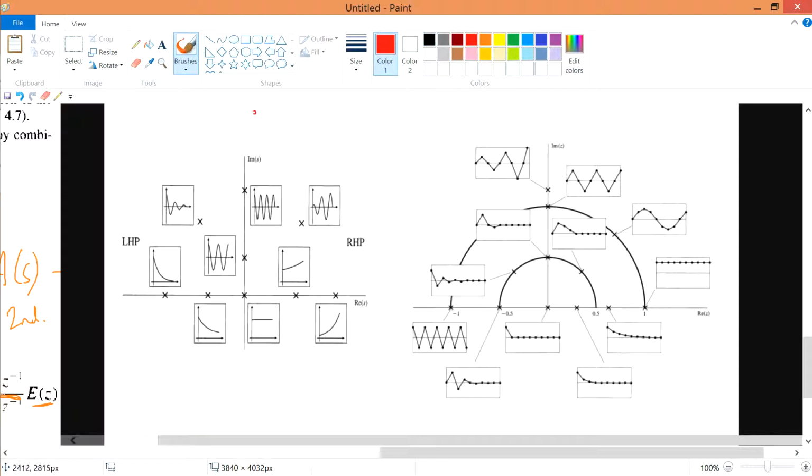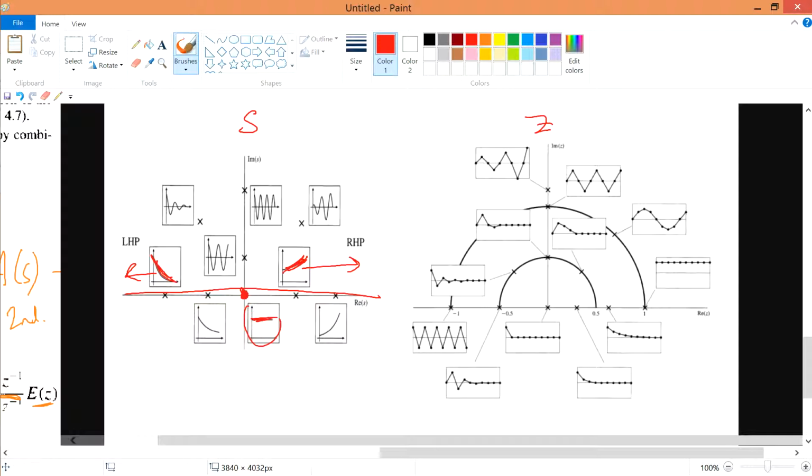This is in the S plane, this is in the Z plane. In the S plane, it's quite apparent that at this real axis, your stuff is simply this one and this one. This one is when you're further down, and this one is exactly at this point. That's all it is.